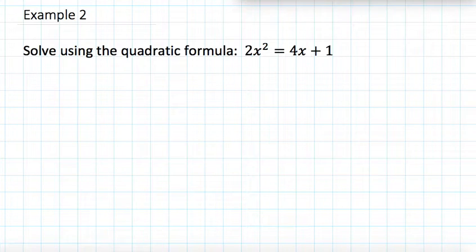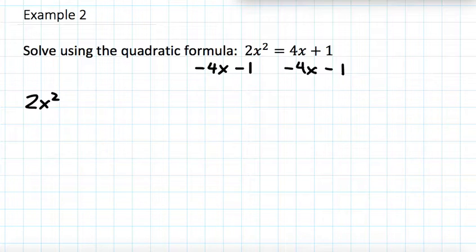Next, we're going to look at example 2. It says solve using the quadratic formula. In this case, we do not have 0 on one side of the equation, so my first step is to put 0 on one side of the equation. I'm going to move the 4x and the 1 over. Although with this, keeping a leading coefficient positive is not quite as important, but I usually like to do that anyway, just out of habit.